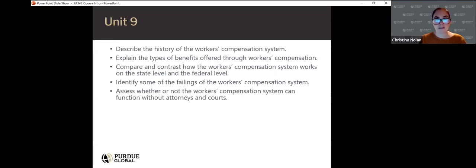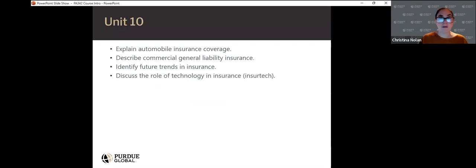Unit 9. Now, this is my favorite unit because I actually was able to work in workers' compensation law. So a lot of people don't really understand that this is an insurance-based system, but you will. After this course is over, you'll completely understand how the system works, which again, if you are thinking about working in that area of law, which there is a lot of work in that area as well, you will have a really good understanding of how it works. Identify some of the failings of the system. How does it go wrong? Is it a perfect system? Absolutely not. And then we'll look at, can it function without attorneys in the courts? No, I don't want it to. But there is the argument that it can work without them.